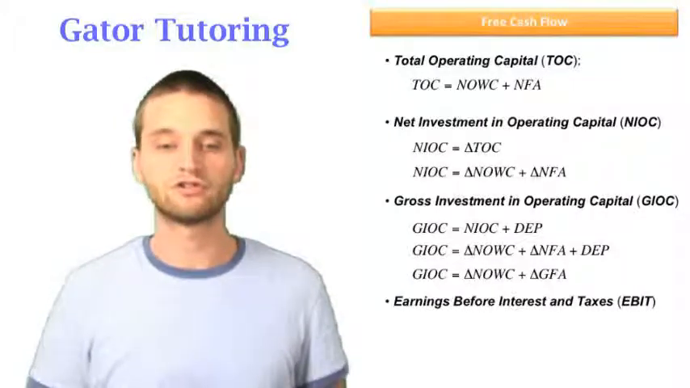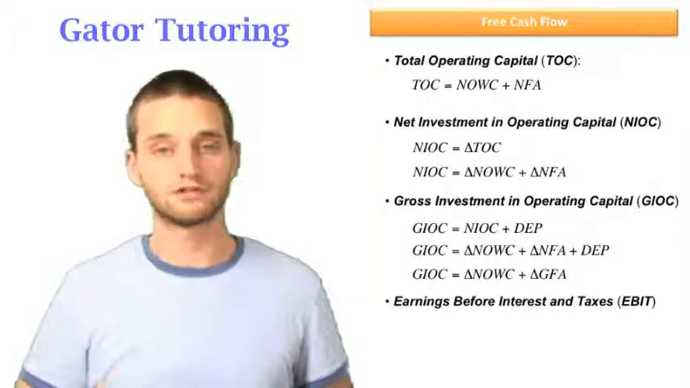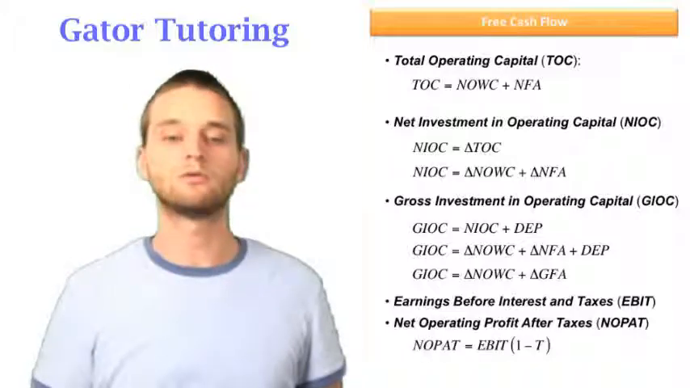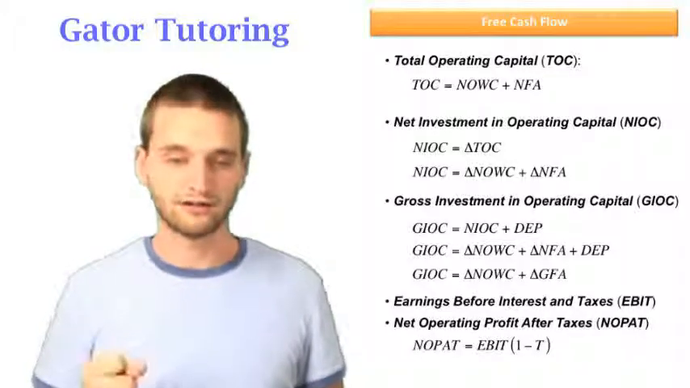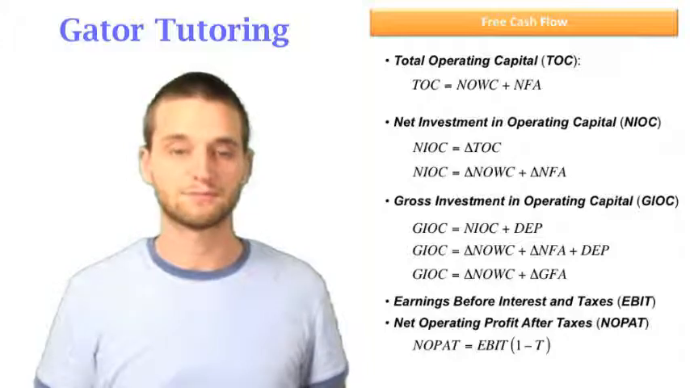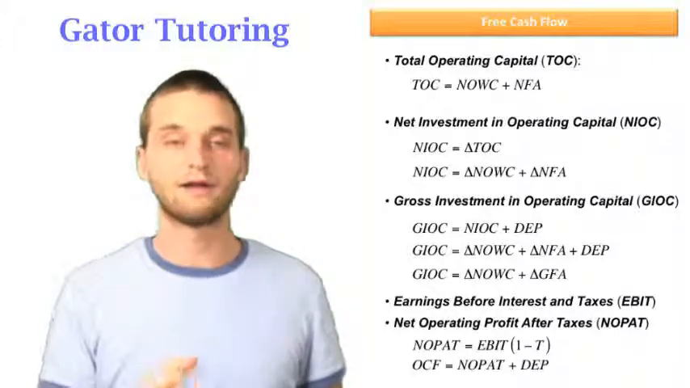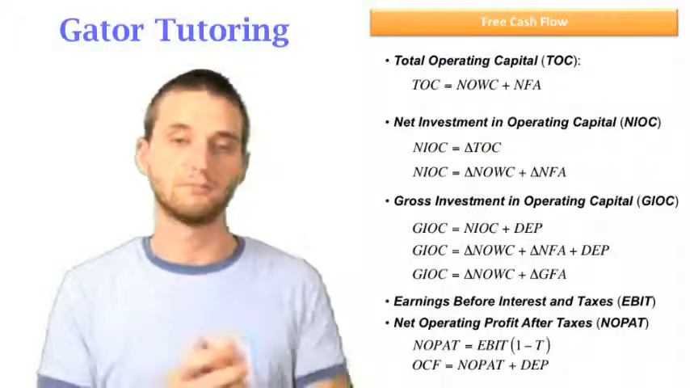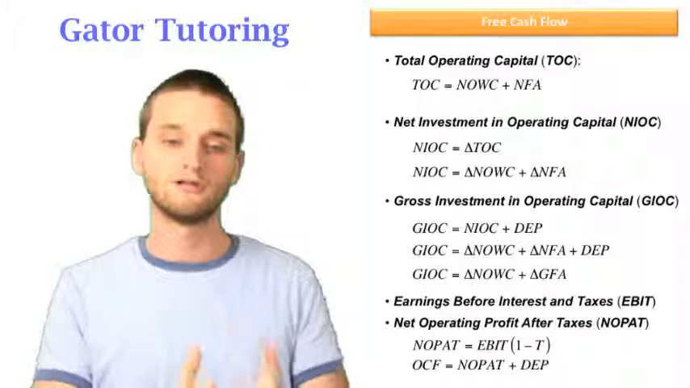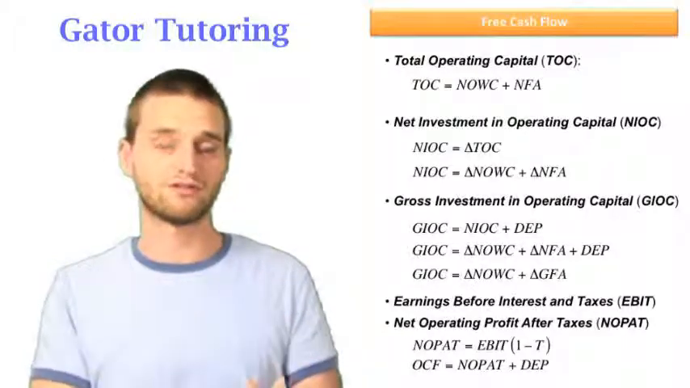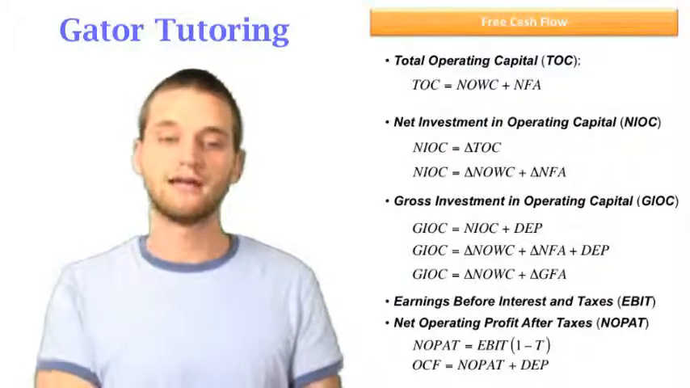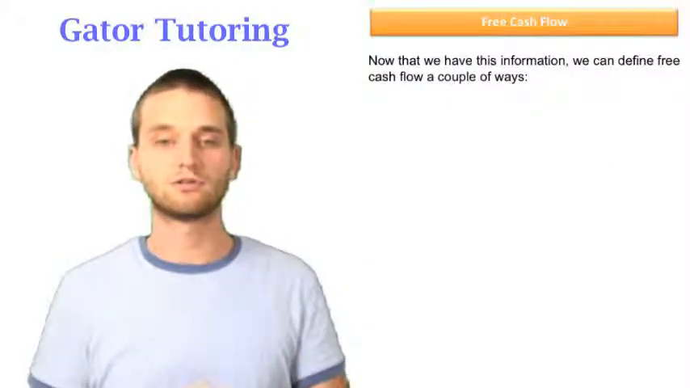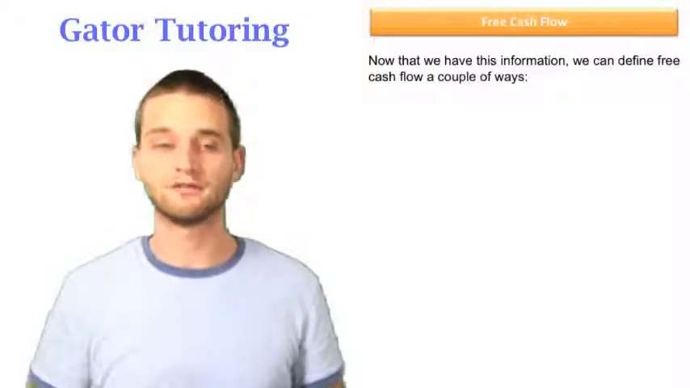Our earnings before interest and taxes, EBIT, we went over this when we went over financial statements. Our net operating profit after taxes, NOPAT, is equal to our earnings before interest and taxes times 1 minus the tax rate. And again, we know our operating cash flow was our earnings before interest and taxes times 1 minus the tax rate plus depreciation. So now that we have a new term for earnings before interest and taxes times 1 minus the tax rate, we can write operating cash flow as NOPAT plus depreciation. So now that we have this information, we can define free cash flow a couple of ways.